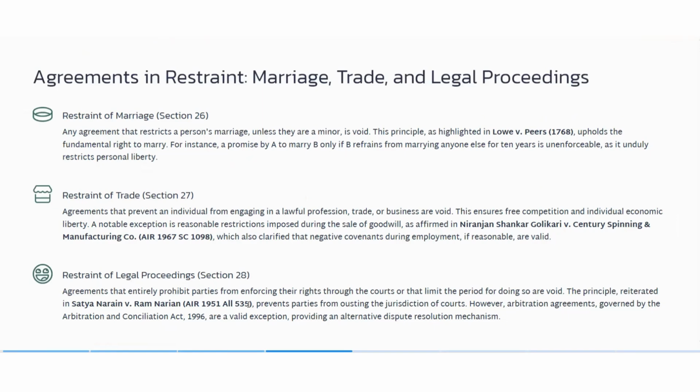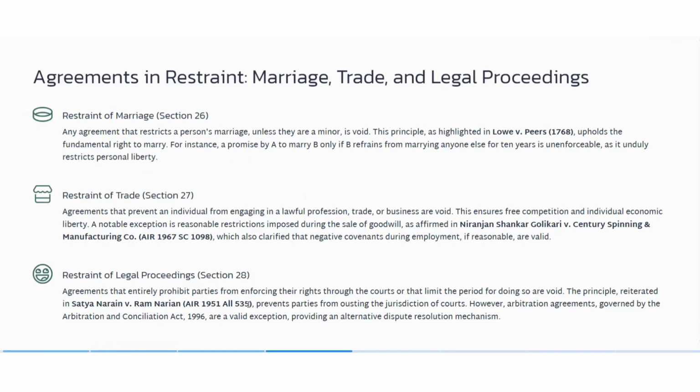Section 27 makes any agreement void in restraint of trade. Agreements that prevent an individual from engaging in a lawful profession, trade, or business are void. This ensures free competition and individual economic liberty.